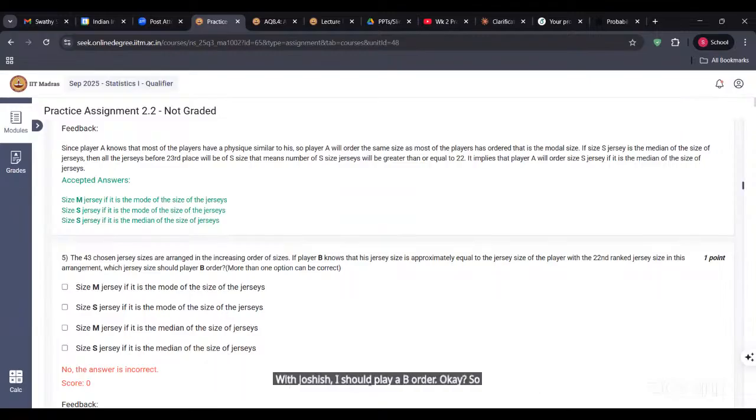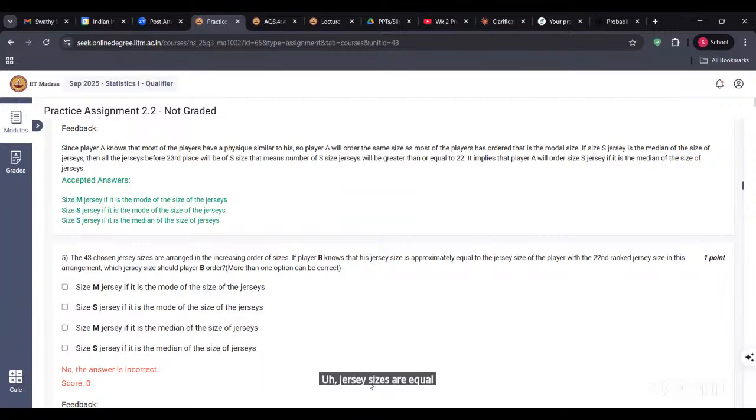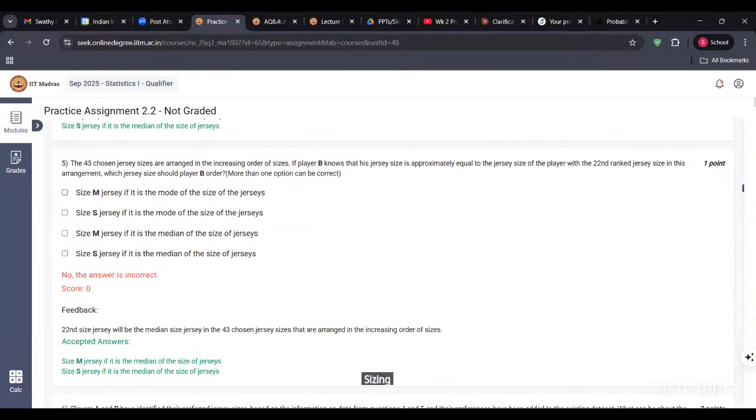Okay. So it is saying that player B's jersey size is equal to what? The 22nd player's. Okay. So now, which option should be correct? Second, third, and fourth, I think. Third and fourth. Third and, if it is the mode of the size, size and medium.